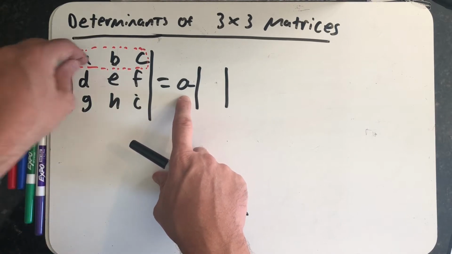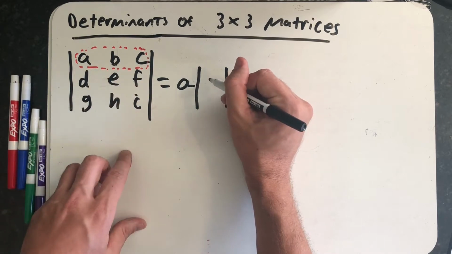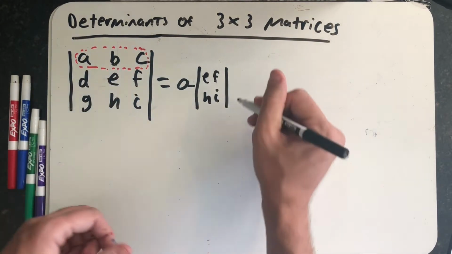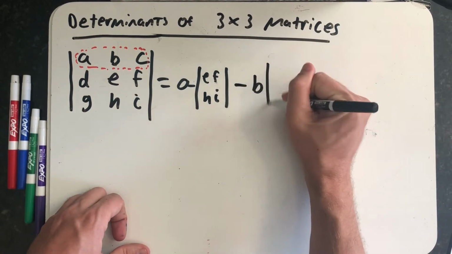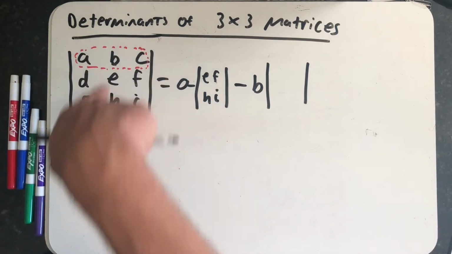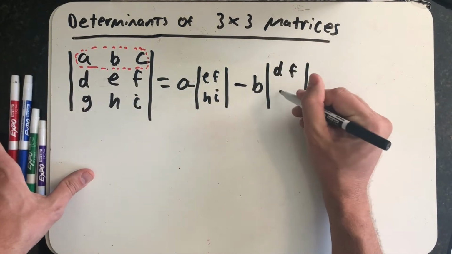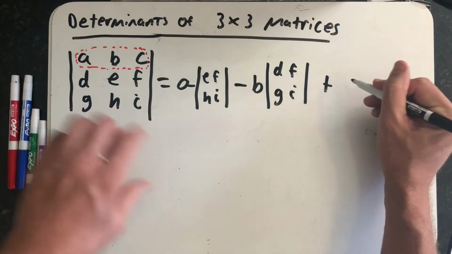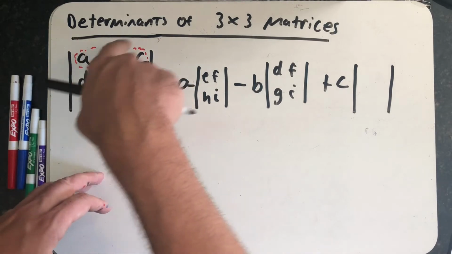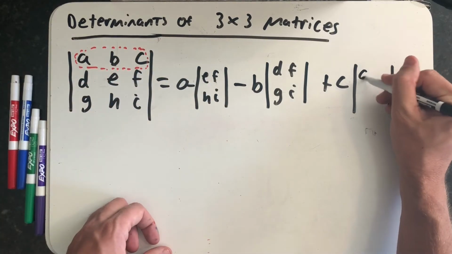So I need to take out the first row and the first column. And I'd be left with E F and H I. Minus B. And again, I take out the top row and now the second column because that's where B is. So I have D F and G I. Plus C. And now I take out the last column and the top row, D E and G H.